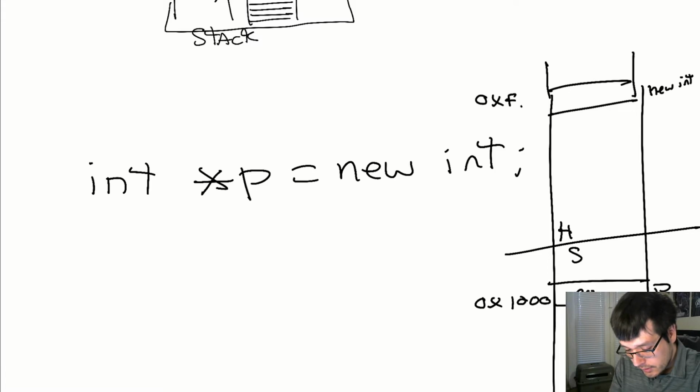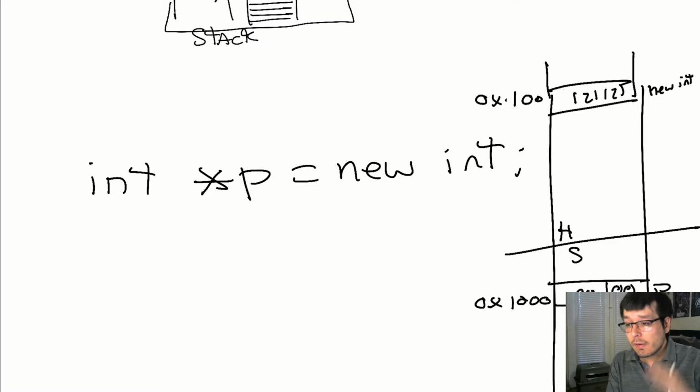So let's just say this is an address that, I don't know. Actually, no, because that would be right before the other one, technically. So let's just do 100, whatever. And this has some garbage in it. But this here has address 100, okay? So that's what we have done with the first line of code right there.